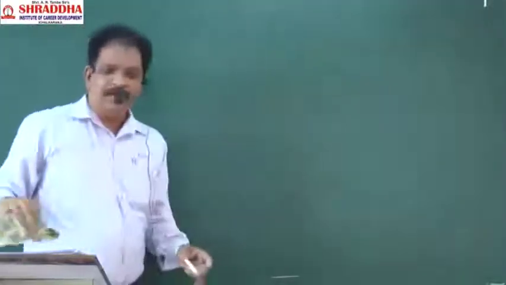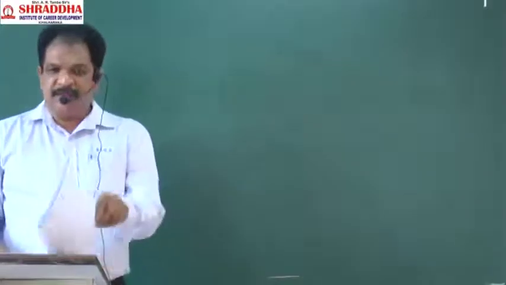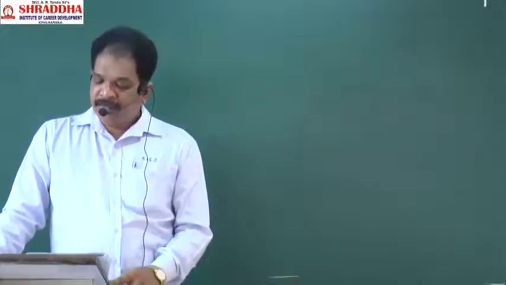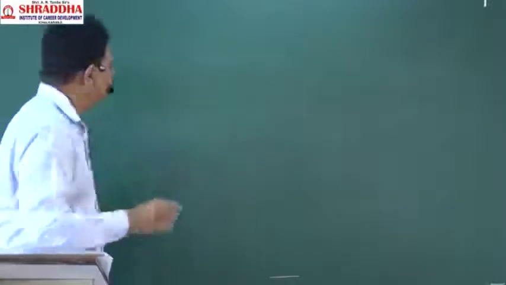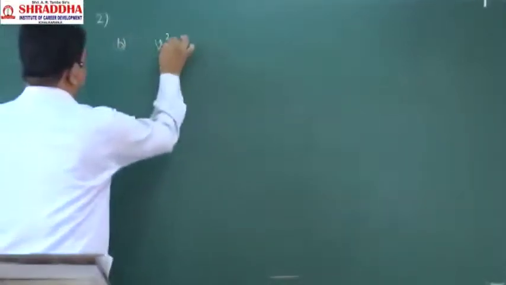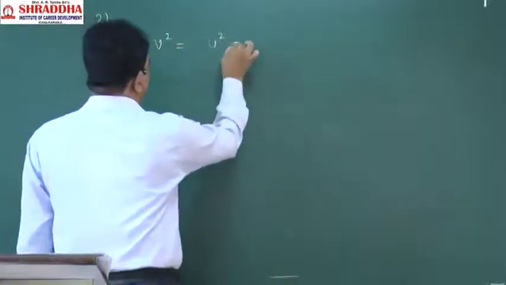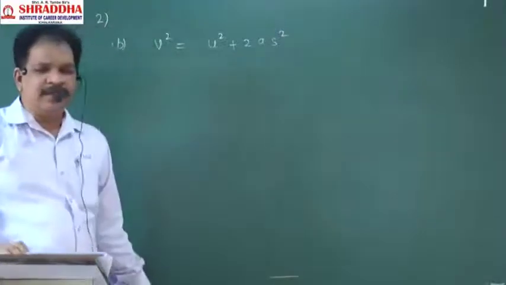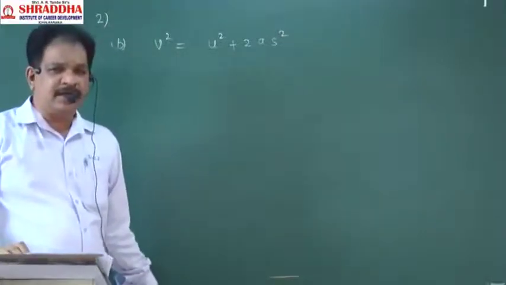Second question only, another part is there. What they are asking, page number 12 of the theory booklet I am discussing now: check whether the equation is dimensionally correct. v square is equal to u square plus 2as square. Is this equation dimensionally correct or not?